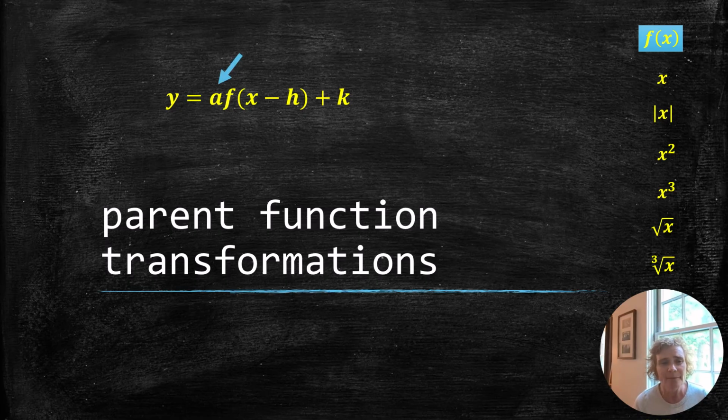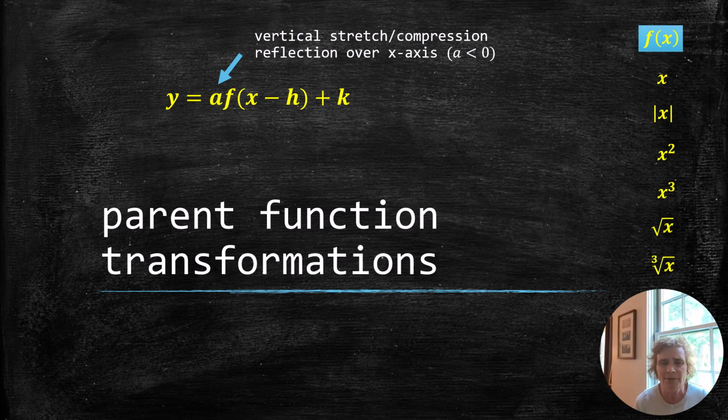So you may recall that A represents a vertical stretch or compression, and if A is negative, you also get a reflection of the x-axis. H represents a horizontal shift, and K a vertical shift. You will notice that horizontal stretch compression is kind of absent from this study, and that's because if there is something going on horizontally, it can always be factored out of the function and turned into its equivalent vertical stretch compression. So it's not really necessary to treat horizontal stretches and compressions.